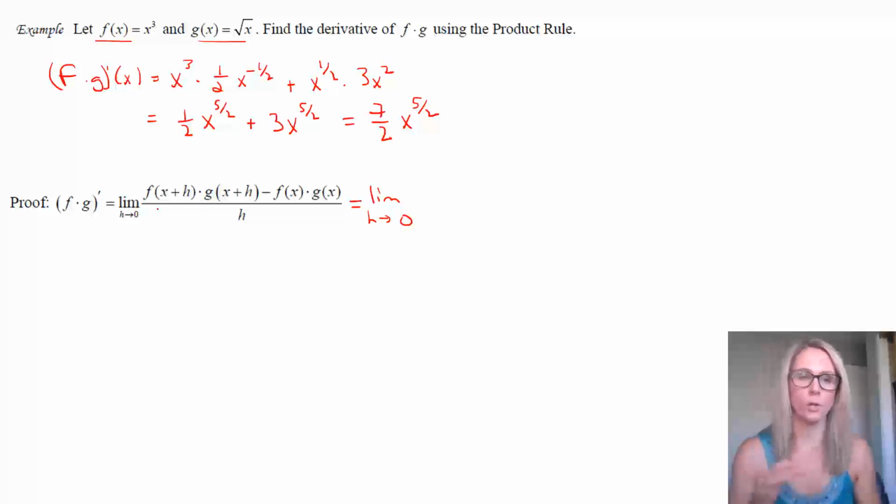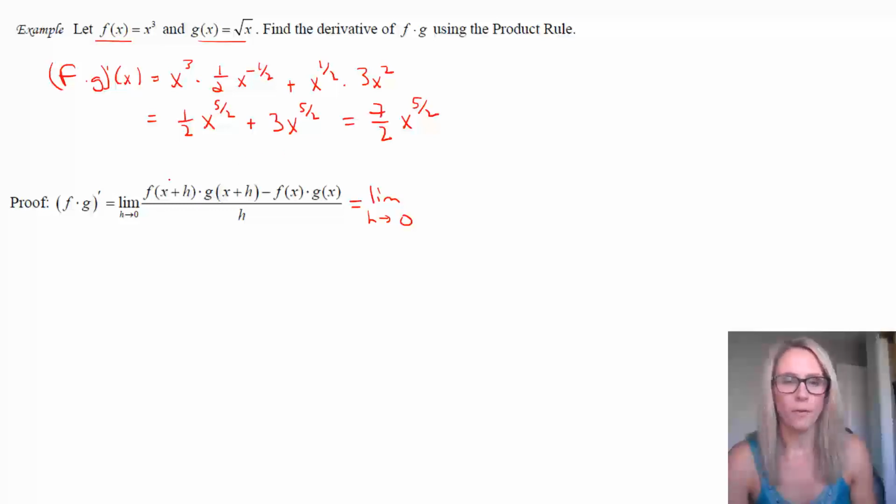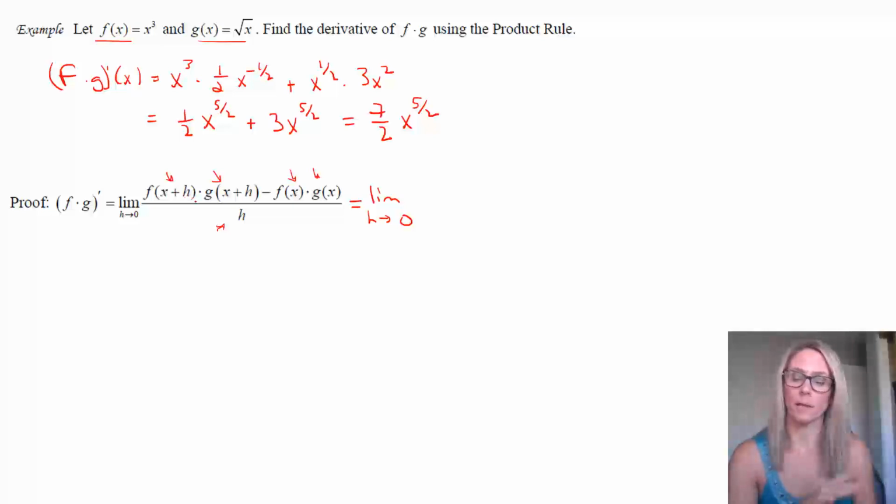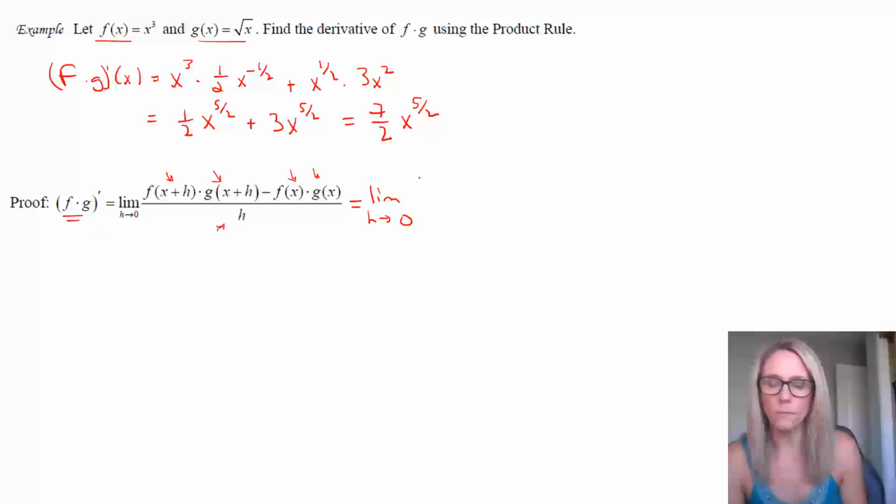It's basically just saying use the limit definition. So notice I have the limit definition here. I have f of x plus h, g of x plus h, minus f of x, g of x over h. So it's just using the limit definition of the derivative. And we're just replacing x with x plus h in the first part, second part is normal. So the whole function here is f times g. That is the function that we're looking at.